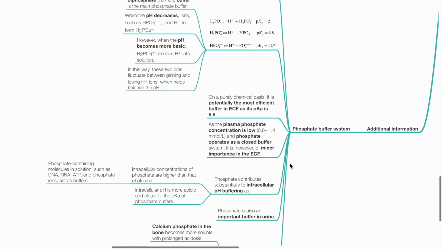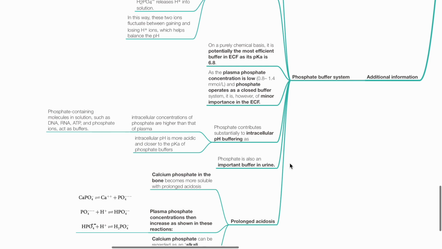On a purely chemical basis, it is potentially the most efficient buffer in the extracellular fluid, as its pKa is 6.8. As plasma phosphate concentration is low, 0.8 to 1.4 millimole per liter, and phosphate operates as a closed buffer system, it is however of minor importance in the ECF. Phosphate contributes substantially to intracellular pH buffering.